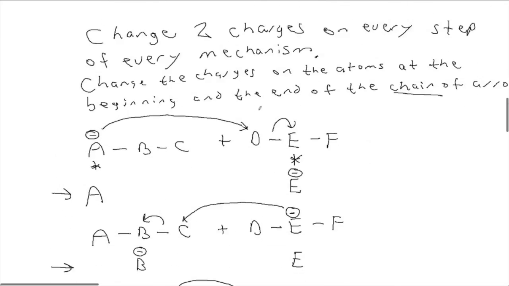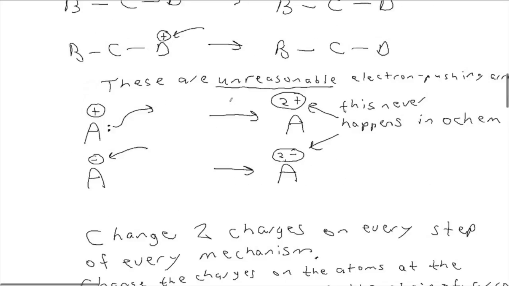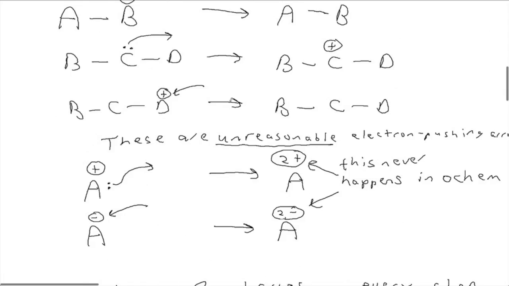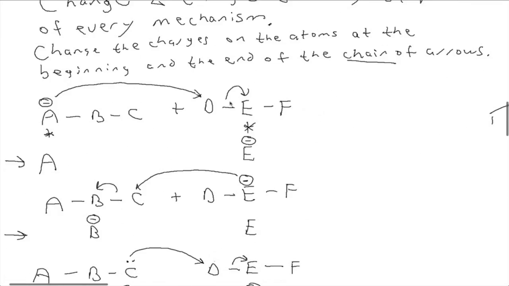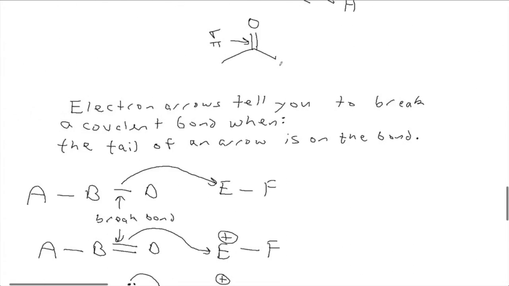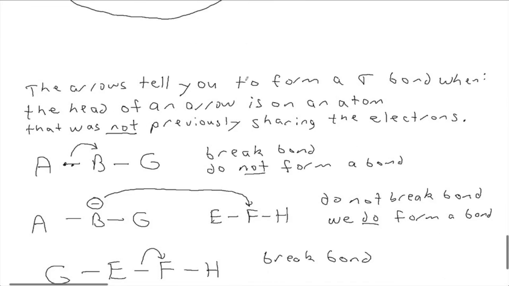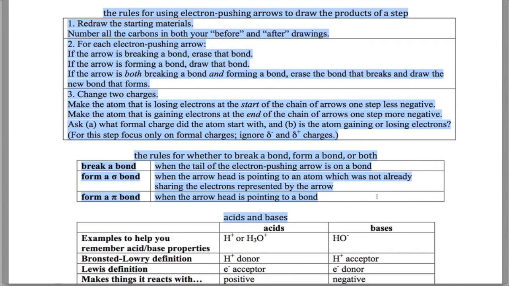You were getting almost all the problems correct, but my experience is that it's very easy for people to quickly forget stuff. So between now and Thursday, you want to carefully review this material, memorize the key ideas. You have to memorize change two charges on every step. You need to memorize the rules for when you're going to form a bond and when you're going to break a bond. Basically, what you should be doing is memorizing this section of the handout.